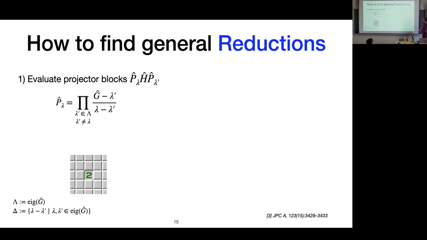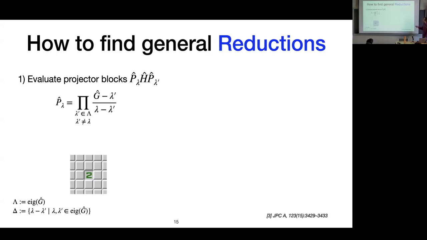So I'd like to end my talk with some tips on how to do this analysis for your operators of interest. How do you generally find these reductions? You can evaluate these projector blocks directly and determine whether they're vanishing or not. For doing this projection, you can use a general projector. So over here, if the generator takes the eigenvalue of interest, it is non-zero. If it takes any other eigenvalue lambda dash, this vanishes. So this projector projects onto the eigenspace of interest.